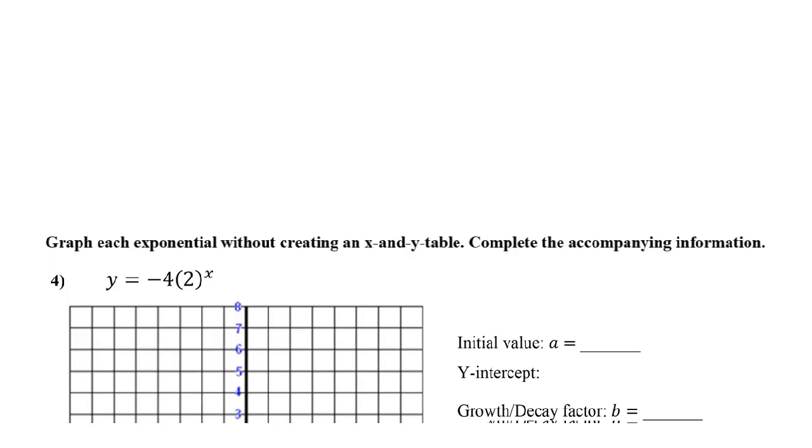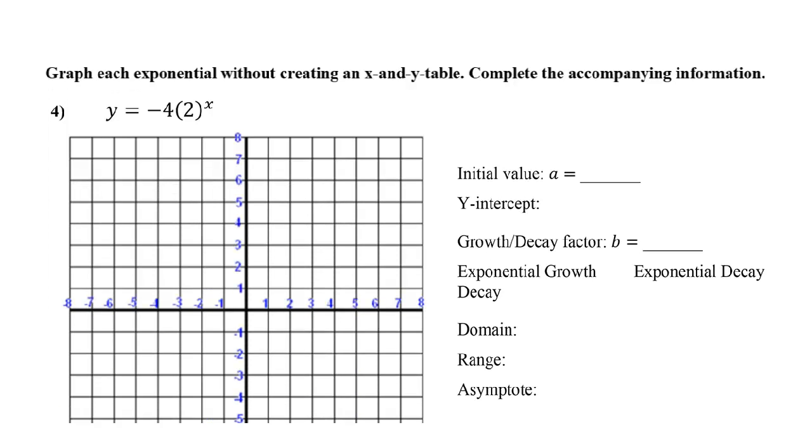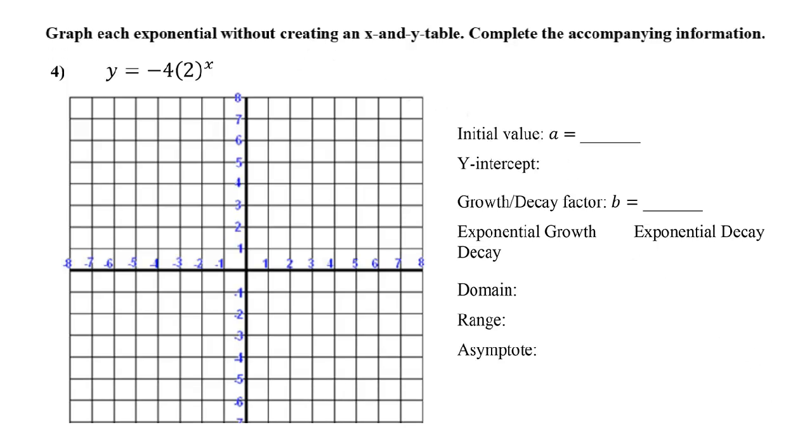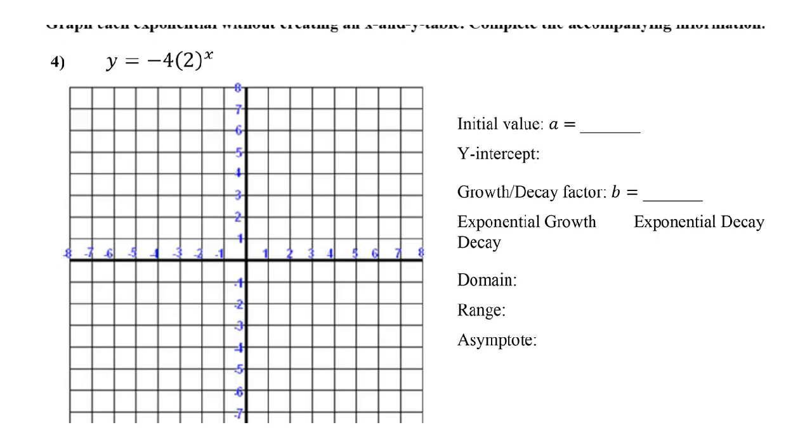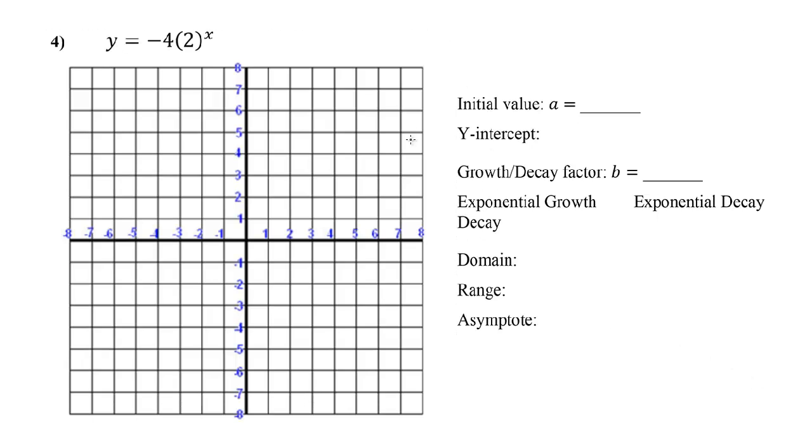Let's move on to question number 4 then. For question number 4, we need to graph each exponential function without creating an x and y table. If you still need to, I'm not opposed to that. It just takes a little bit longer, with a little bit more work involved. But to do it with the shortcuts, the two steps we just listed, we need to look at the initial value. That's the very first number in our equation, which is a.